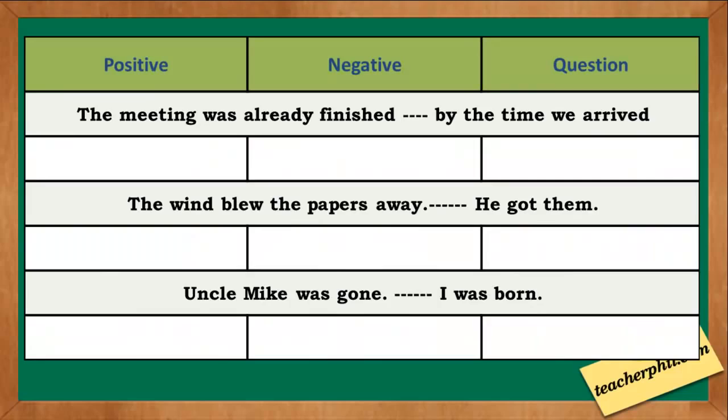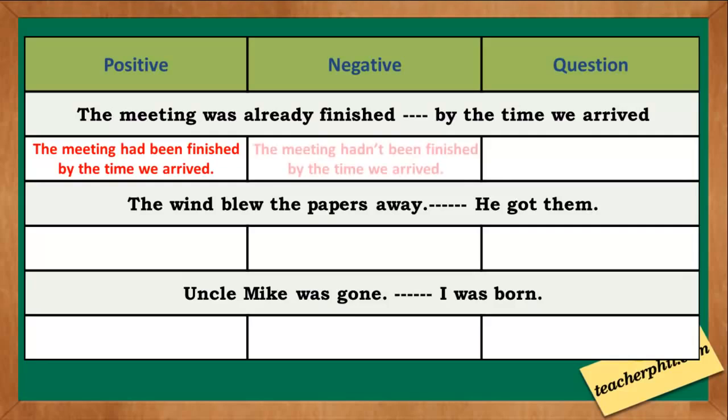The next one, the meeting was already finished, and by the time we arrived. The correct positive statement is, the meeting had been finished by the time we arrived. The negative sentence is, the meeting hadn't been finished by the time we arrived. And the question is, had the meeting been finished by the time we arrived?